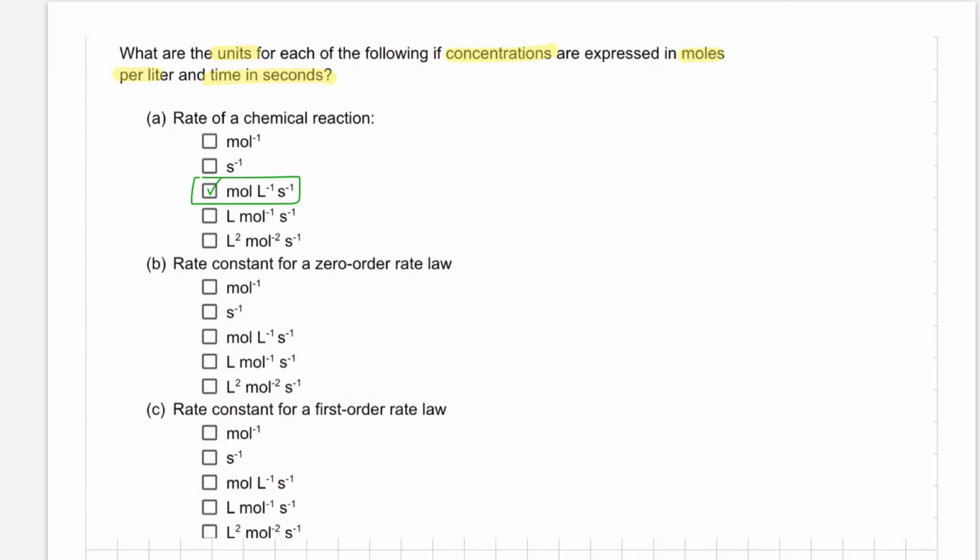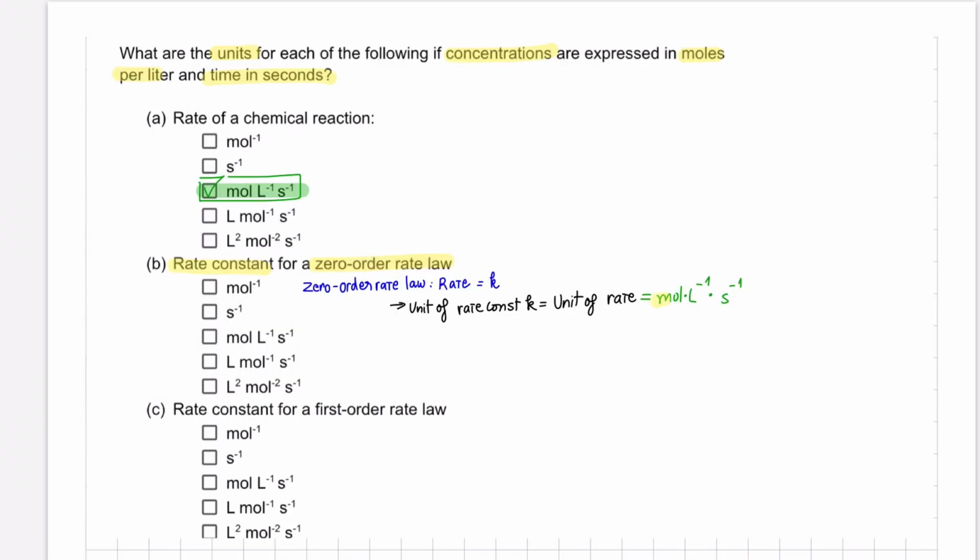Part B asks us to find the units for the rate constant for a zero-order rate law. So zero-order rate law says rate equals K. So because of that, the unit of the rate constant K is going to equal the unit of rate. And the unit of rate we got from part A is moles times liter to negative 1 times seconds to negative 1. So that will also be the answer to part B, the third option. So that's it for part B. Let's now move on to part C.